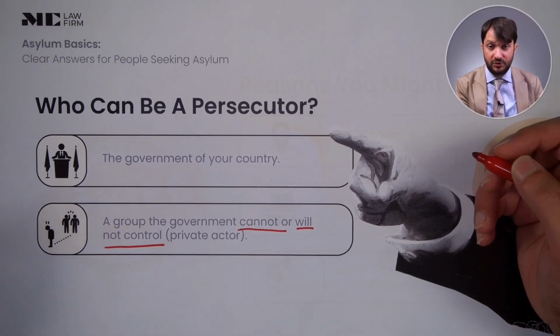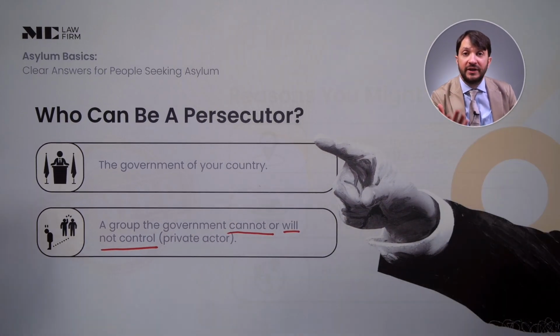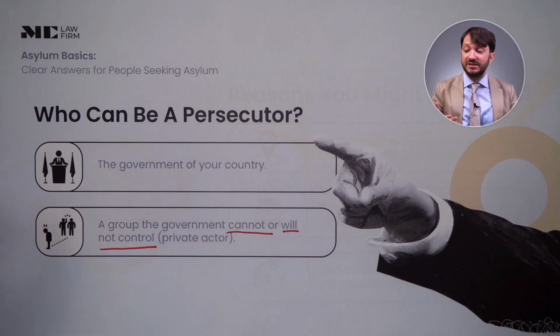controlled by the government. So there's a private actor, there's a group of people. In the case of civil conflicts, the government is not able to stop them. They don't have enough police forces or security forces, or there's a civil conflict going on and they don't have control over the country. Or in the case of a politically aligned government which shares the same radical beliefs, they couldn't care less. They don't want to do anything about those individuals. That could be another way of qualifying for asylum.